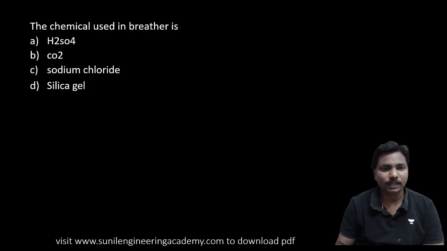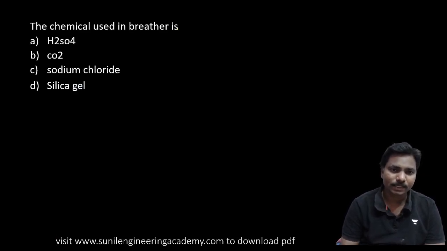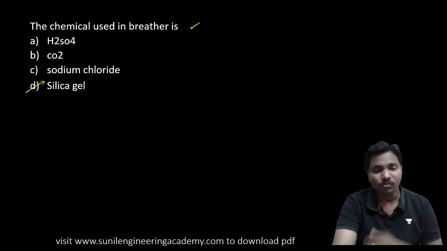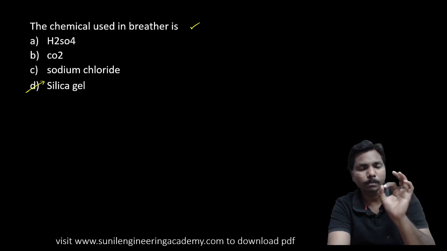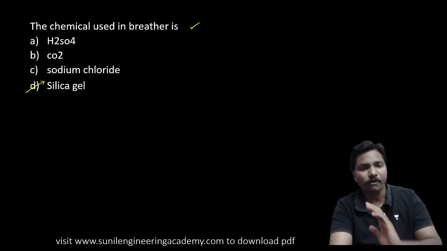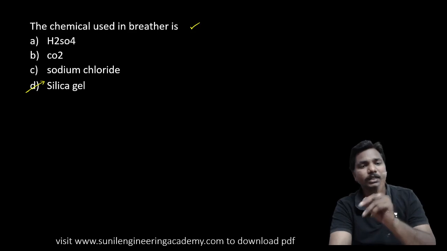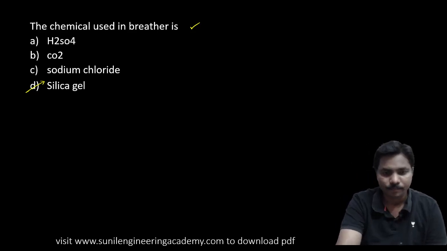Coming to the next one, the chemical used in the breather is dash. Just now I said, what is the chemical used in the breather? All of you, silica gel. Very good. Coming to the next question, students, while watching this session, you have to pause. Whenever I give a question, you have to click on pause and select your answer. After that, check with my answer. Like that, you have to do this session.